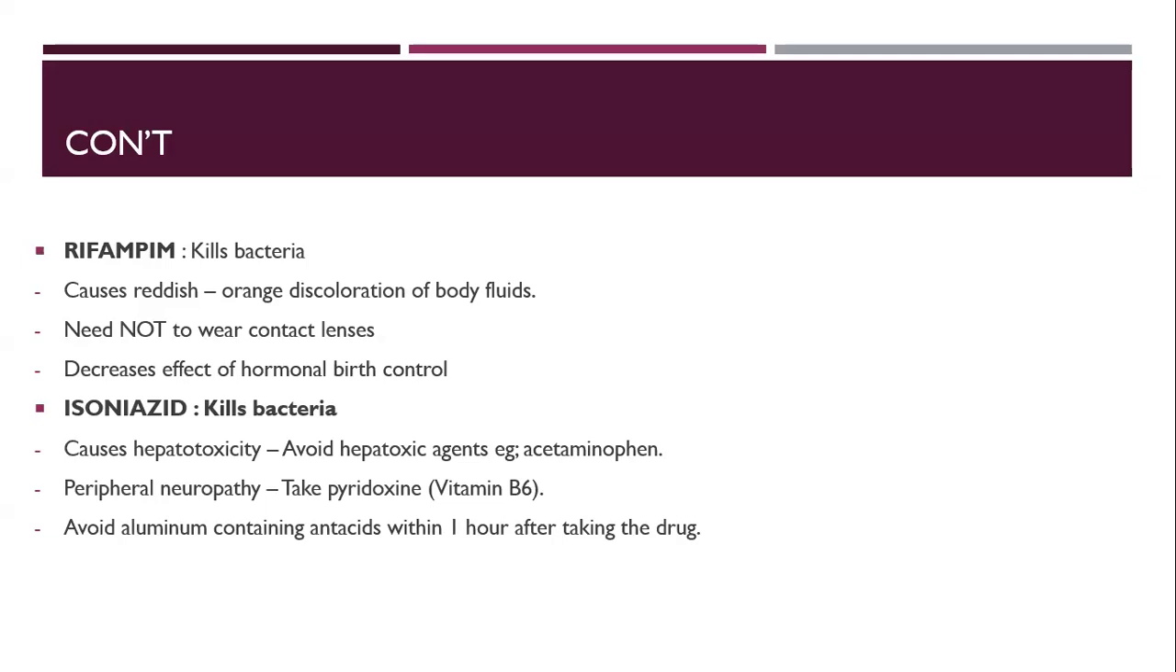It can damage your peripheral nerves. So the patient can start feeling paresthesia, numbness around their limbs, around their legs. So to prevent the peripheral neuropathy, take pyridoxine or vitamin B6 when you are taking isoniazid.